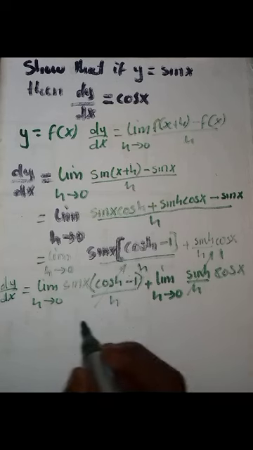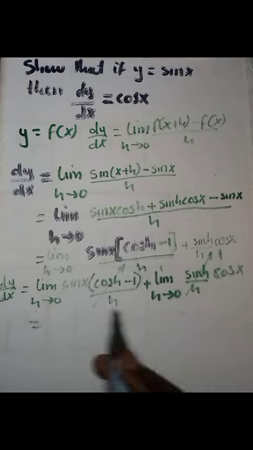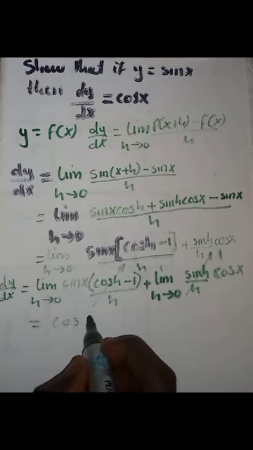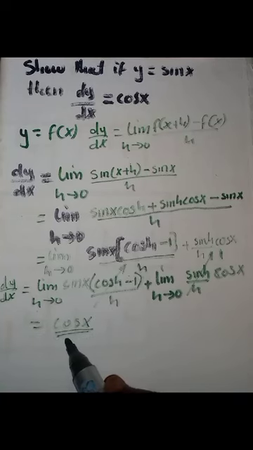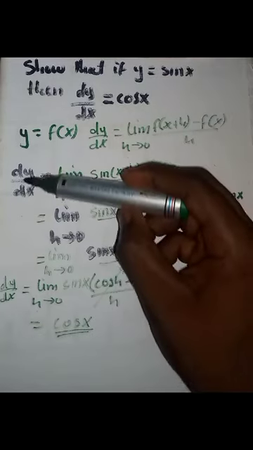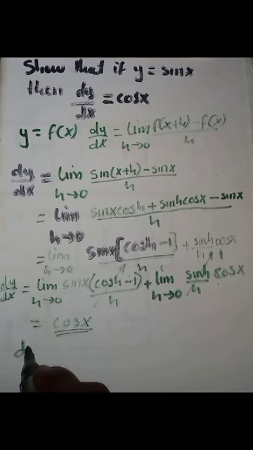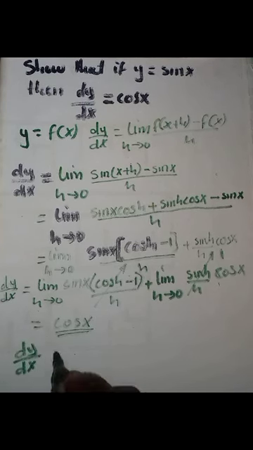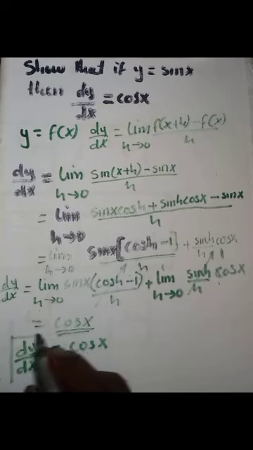So in the end result, we simply have 1 times cos x, which just gives us cosine of x. Good. So the limit of this gives us cos x. That therefore implies our dy by dx is the same as cosine of x. Yay. So this is the proof.